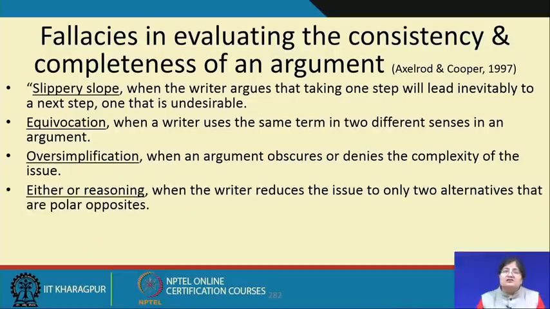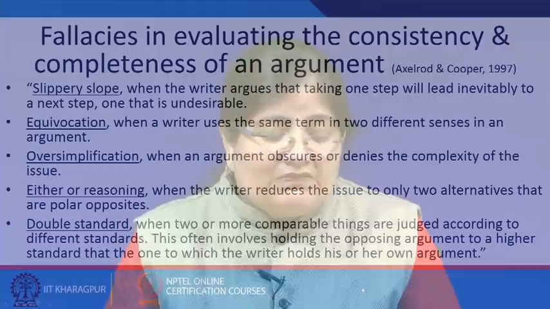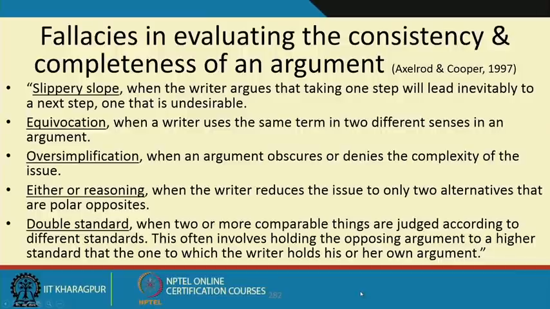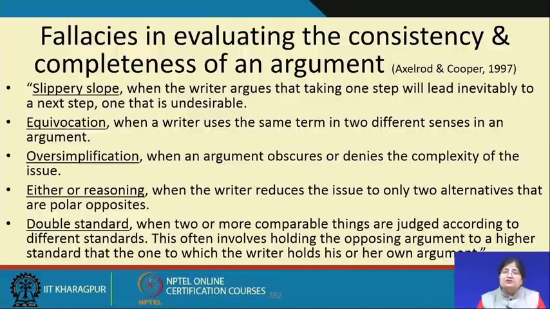Either-or reasoning, when the writer reduces the issue to only two alternatives that are polar opposites. Many times what happens is that many issues cannot be put in either-or categories, and that becomes either-or reasoning, especially in the social sciences, where you cannot have an either-or situation. Double standards are when two or more comparable things are judged according to different standards.